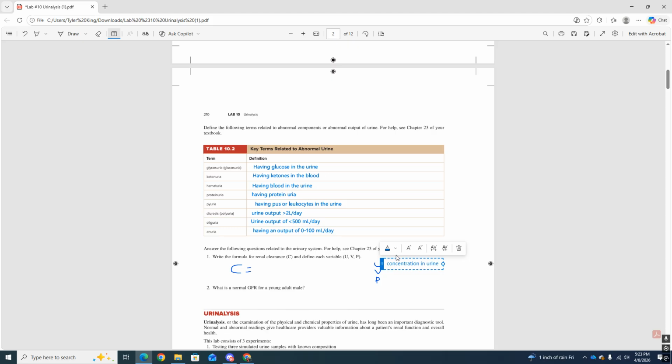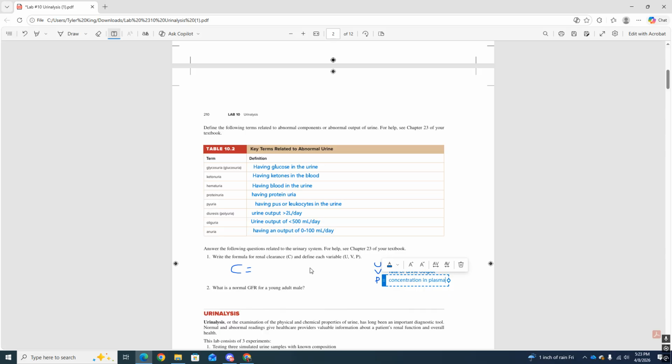And this is related to a specific product of whatever. This could be like blood in the urine, so how much actual concentration of blood is in the urine, okay? And then V is the rate of urine output, all right? And then P is the concentration in plasma, all right? So how much of this is found in the plasma, which is a part of your blood essentially, okay?